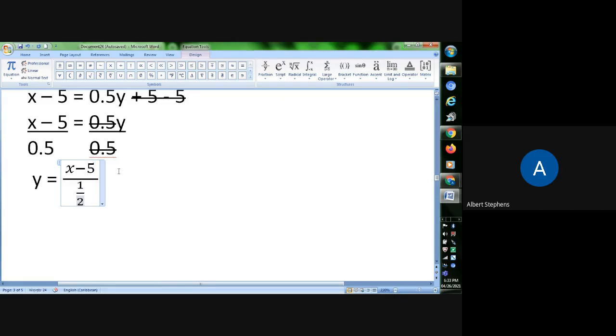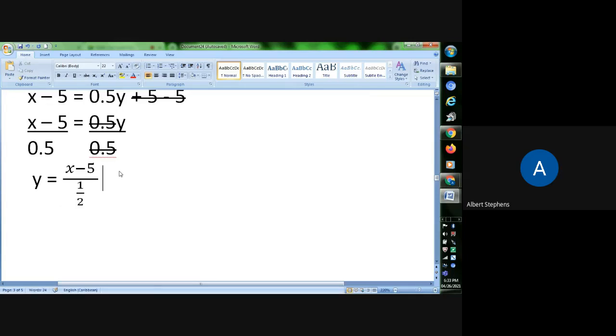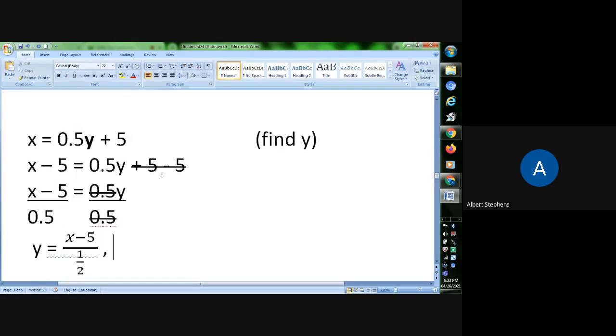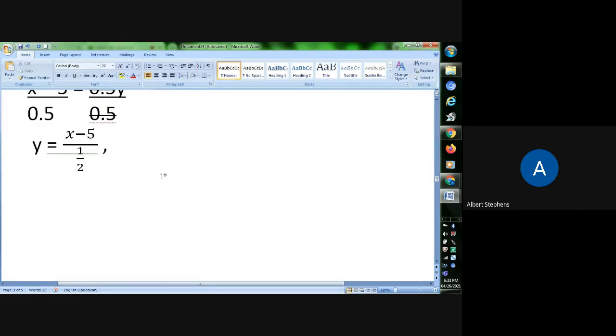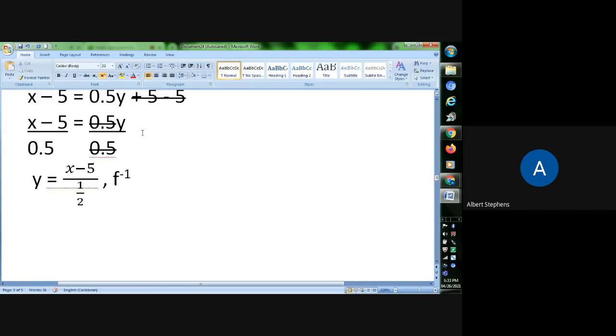All right? And then this turns out to be f inverse of x equals, what happens is that the 2 goes upstairs now. It becomes what? 2 bracket x minus 5.